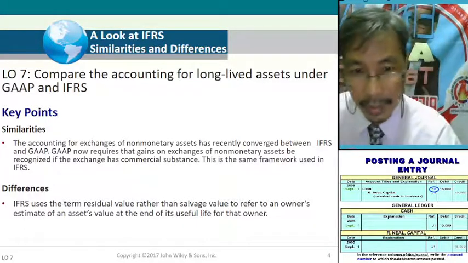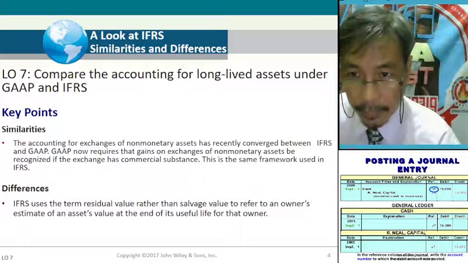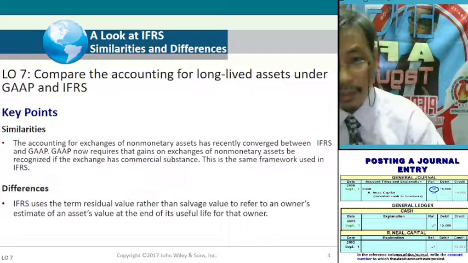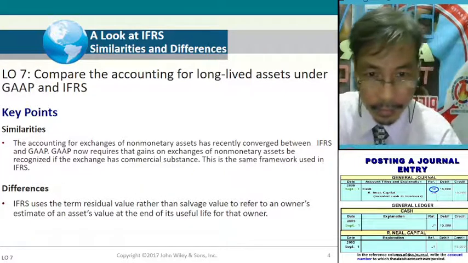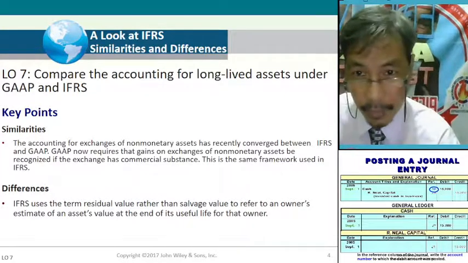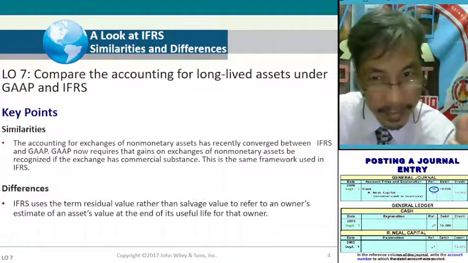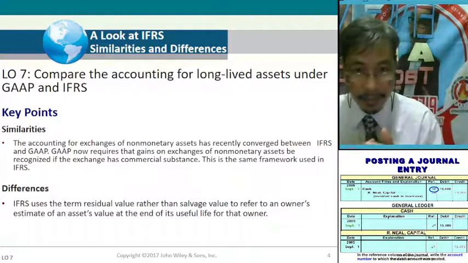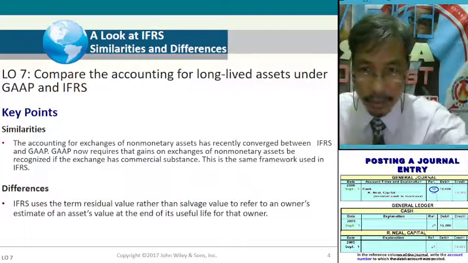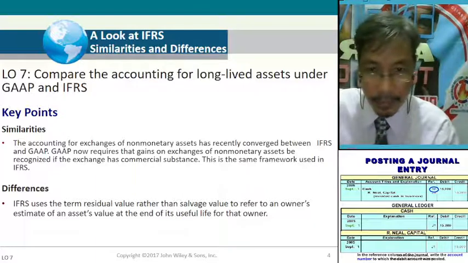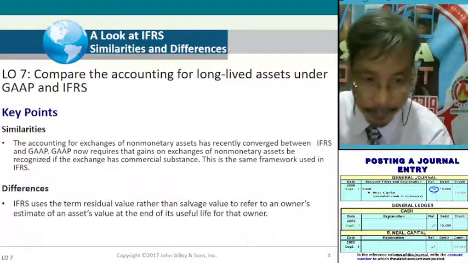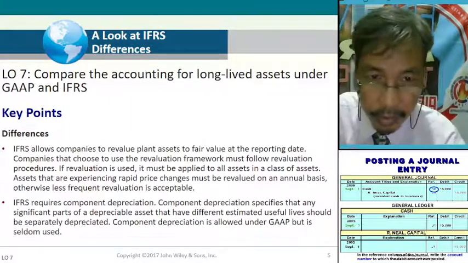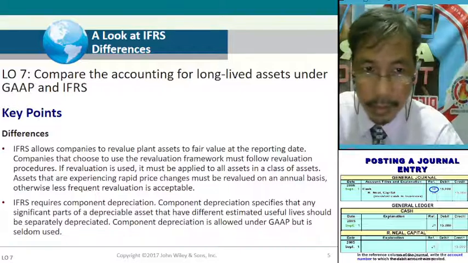What about their differences? IFRS uses the term residual value rather than salvage value. So only the term. Salvage value is the last amount, the scrap value. So the scrap value for IFRS is residual value. Scrap value is the salvage value for GAAP. Terminology. IFRS allows companies to revalue plant assets to fair value at the reporting date.